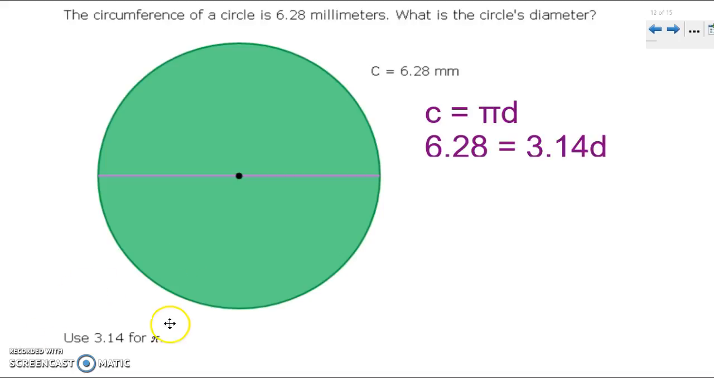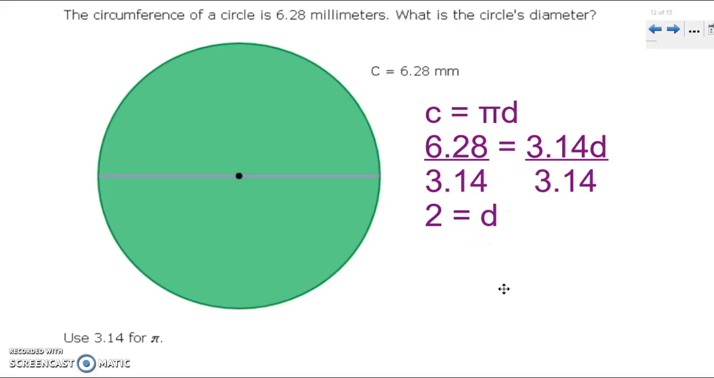For the questions on IXL, they're having you use 3.14 for pi. Because I want to undo the multiplication here, I'm going to divide both sides by the number that's with the variable that I'm trying to solve for. These are my algebra skills coming out. So I'm going to divide both sides by 3.14. Doing that will allow me to undo the multiplication here. So in my calculator, I would type in 6.28 divided by 3.14. That's going to get me the circle's diameter, which is 2.